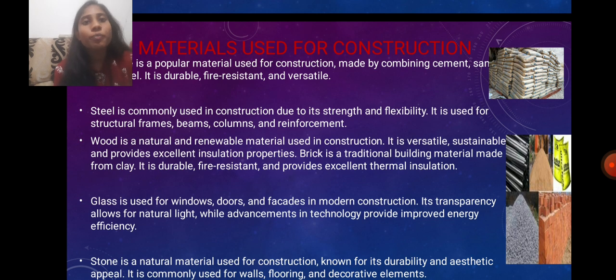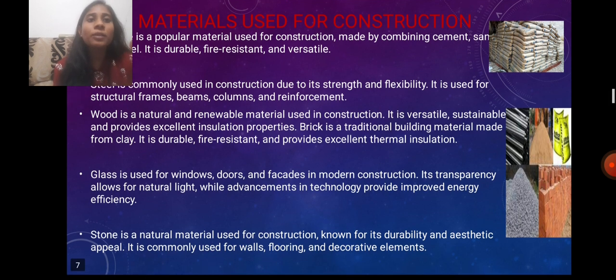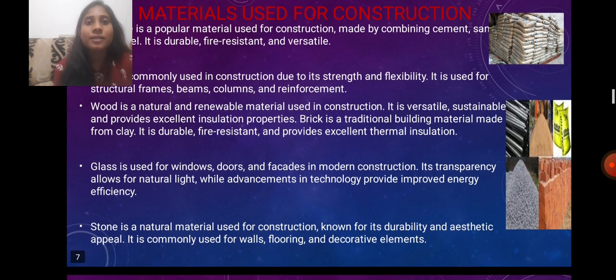Next comes wood. Wood is a natural and renewable material used in construction. It is sustainable and provides excellent structural properties. Next comes bricks. Bricks are a traditional building material made from clay. They are durable and fire resistant, and bricks have been used since the ancient period for construction.